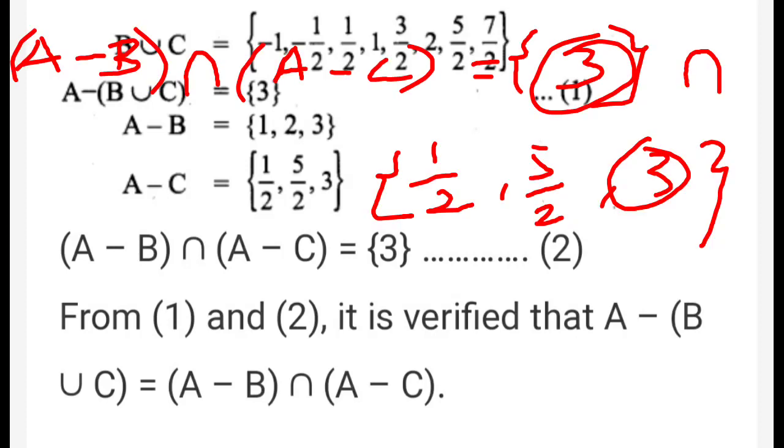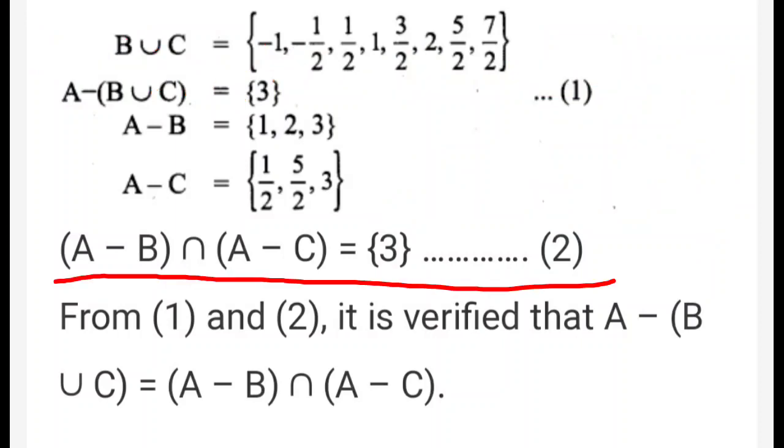Then (A minus B) intersection (A minus C) is equal to {1, 2, 3} intersection {1 by 2, 5 by 2, 3}. Here 3 is the common element. Therefore, (A minus B) intersection (A minus C) is equal to {3}. That is equation number 2. From 1 and 2, LHS is equal to RHS. Hence it is proved.